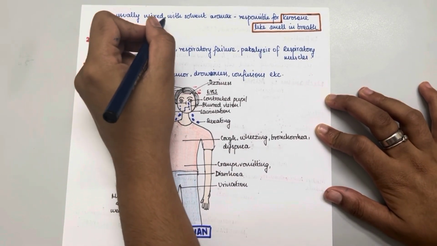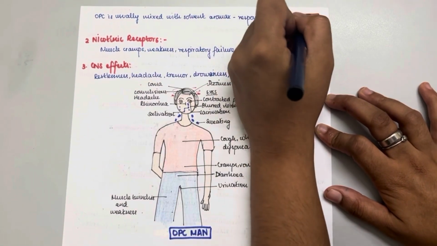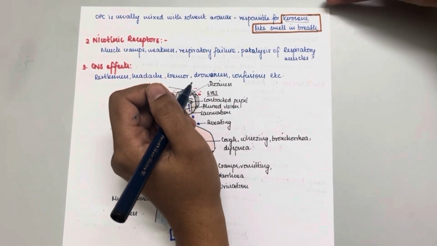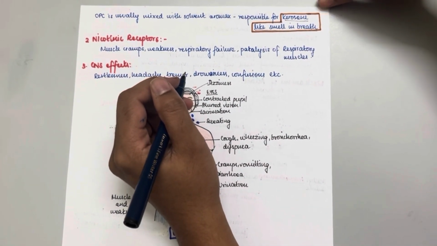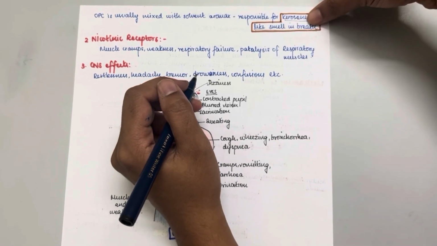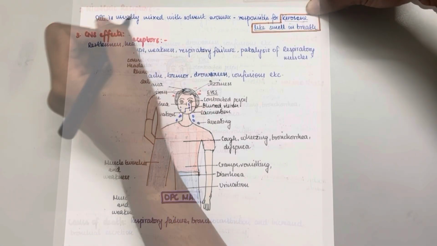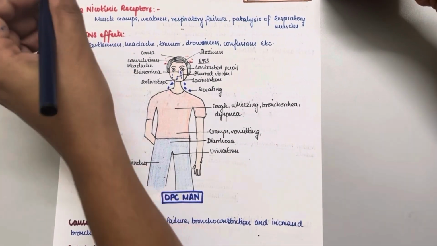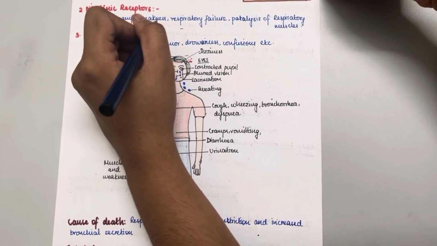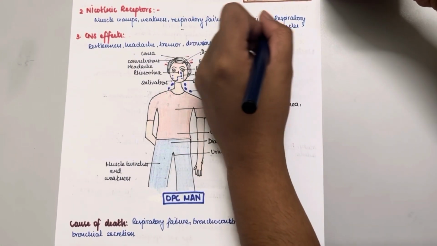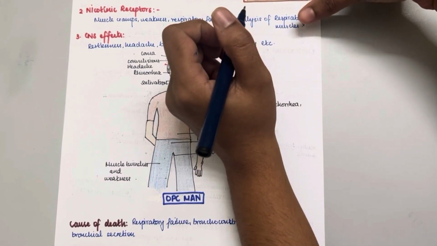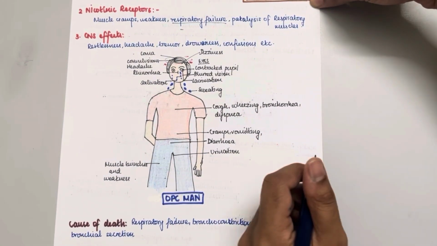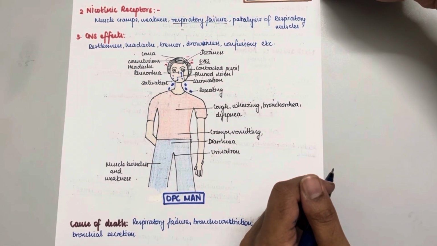Organophosphorus compound is usually mixed with solvent or aromax that is responsible for the kerosene-like smell in breath. So in organophosphorus poisoning, the patient typically presents with kerosene-like smell in breath. So next let us see about nicotinic receptors, that is overstimulation of nicotinic receptors. It leads to muscle cramps, weakness, respiratory failure, paralysis of respiratory muscles. In fact this respiratory failure is the cause of death in patients with organophosphorus compound poisoning.